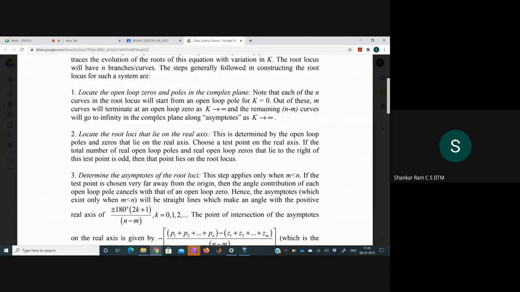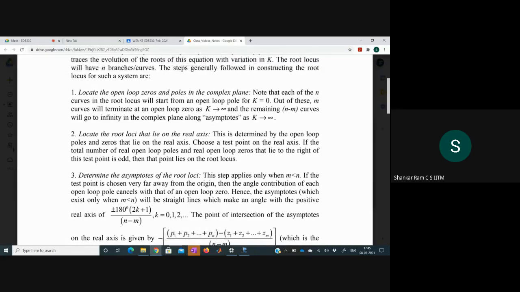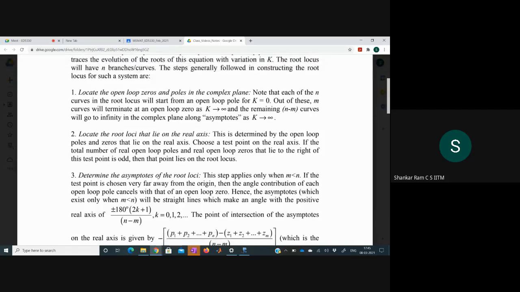Let me read this step. This is determined by the open loop poles and zeros that lie on the real axis. We choose a test point on the real axis. If the total number of real open loop poles and real open loop zeros that lie to the right of this test point is odd, then that point lies on the root locus. That is why we look at this condition.